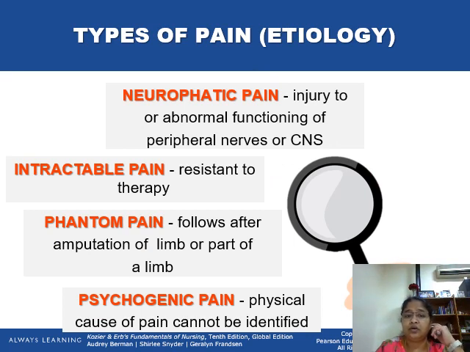Okay, based on the cause. When the nerves are affected, we call it neuropathic pain. So commonly it is seen in diabetic patients, their peripheral nerves are affected. So because of that, they have severe pain in the legs.